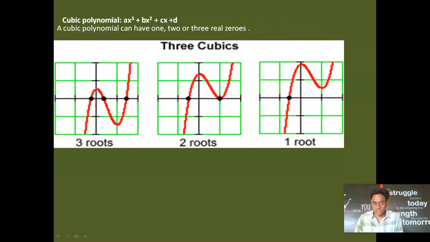Clear, students? I hope all these things are clear. We will be starting the next topic in the next lecture. Today it was the introduction part of polynomials.